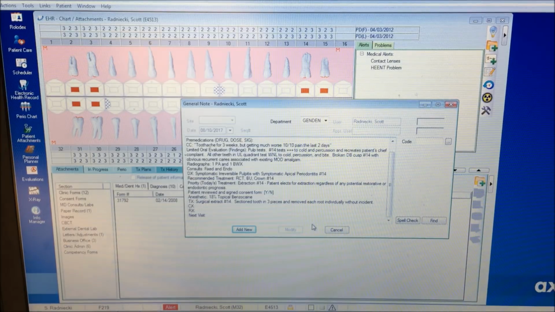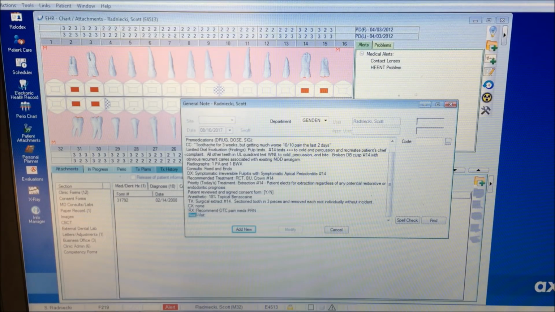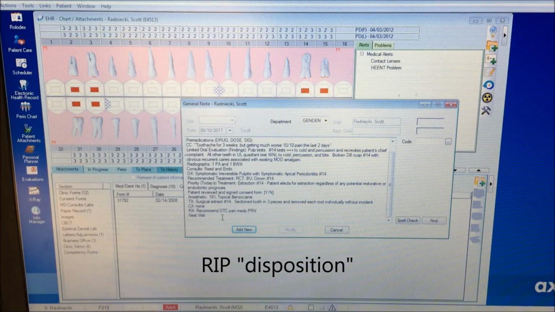Complications, as always, if you have any complications, or if you don't have any, put none. Prescription, you don't necessarily have to have a prescription, but you can put recommend OTC pain meds to say, hey, yeah, we did talk about a prescription or a lack thereof. And then, I know this is going to make a lot of people happy, we have gotten rid of disposition. Disposition is no longer a word used within Axiom.